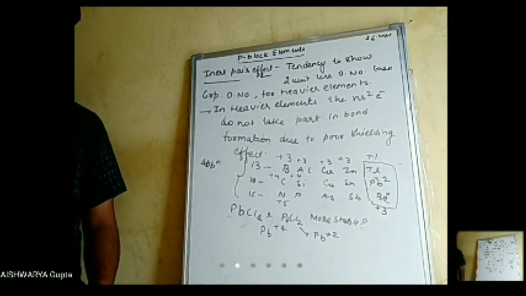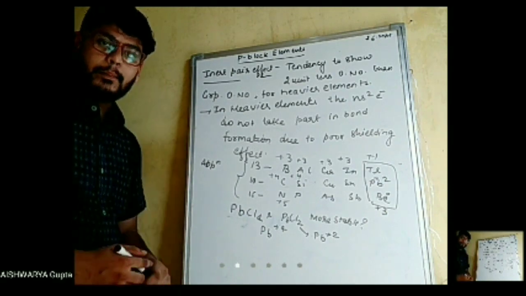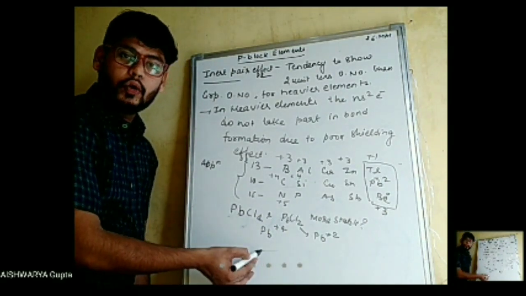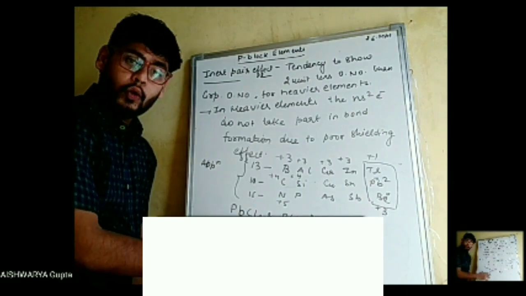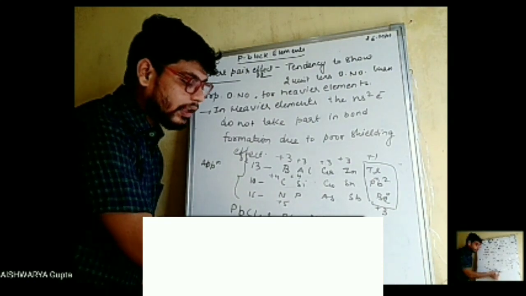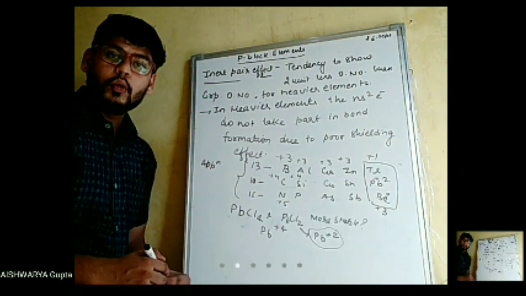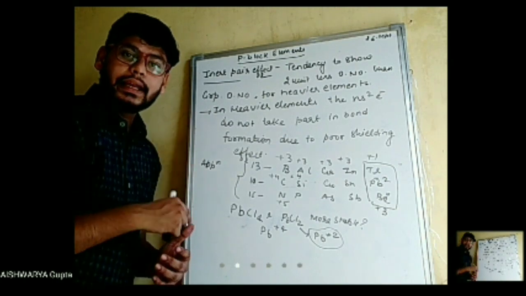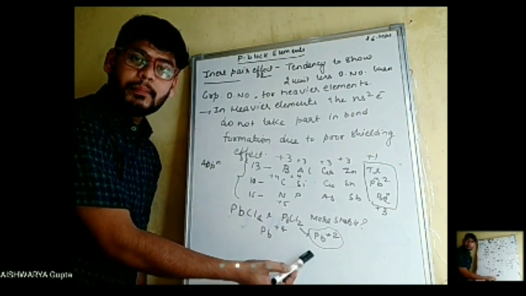Class 11th B, are you not getting? Beta, simply what I have told. The group oxidation number for group 14 is +4, but for the heavier element, Pb2+ is more stable because of poor shielding caused by the ns2 electrons. That is acting as an inert pair. So the lower oxidation number will be more stable.